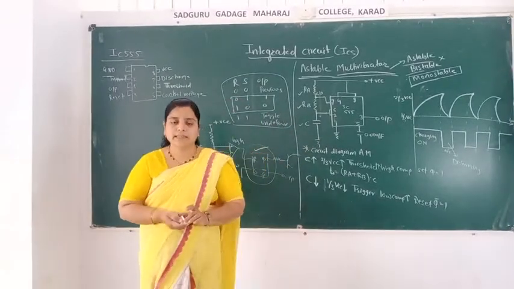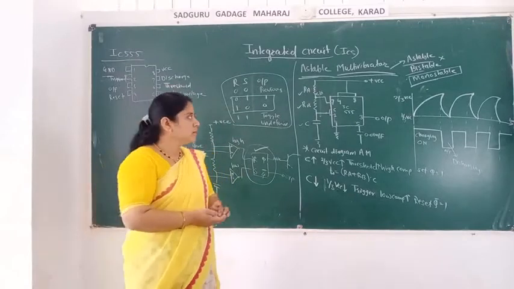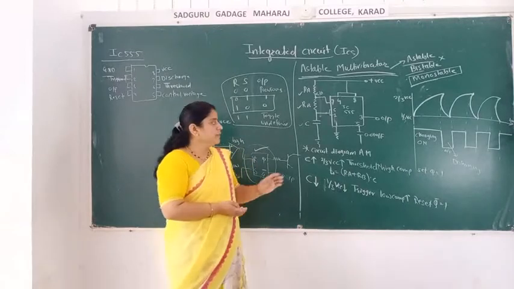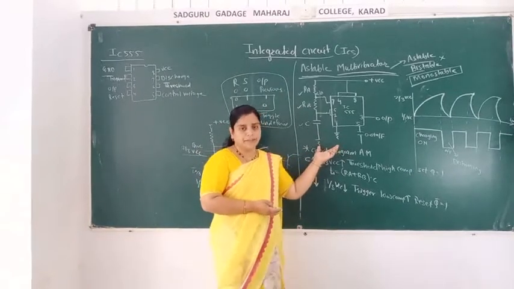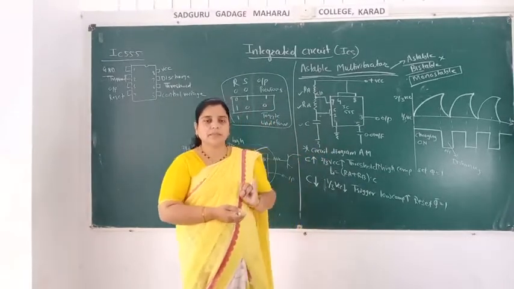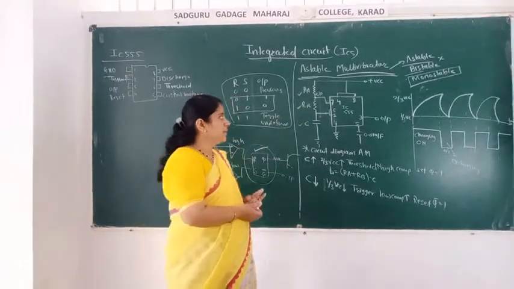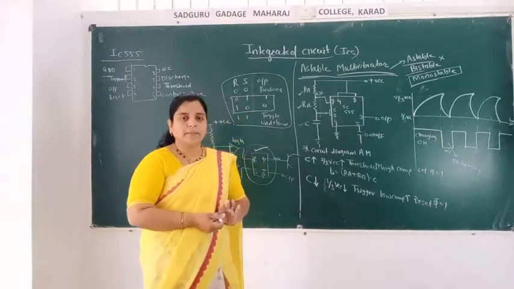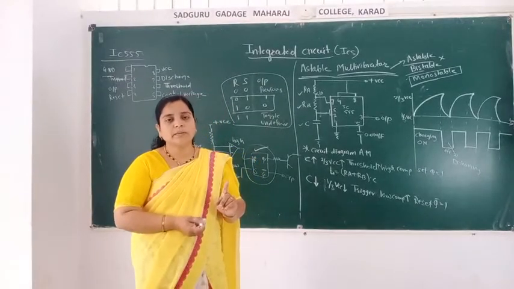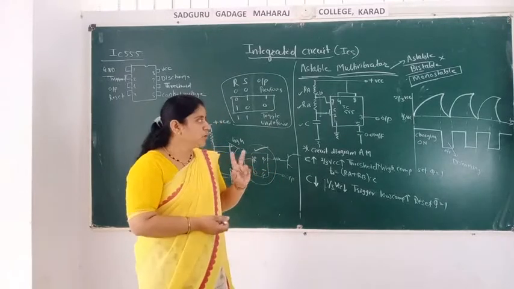A question may be asked like this: explain multivibrators, state their types, and explain the waveform of the astable multivibrator. Then we have to write that there are three types of multivibrators: astable, monostable, and bistable. In an astable multivibrator, no state is stable. A monostable multivibrator has one stable state and a bistable multivibrator has two stable states.